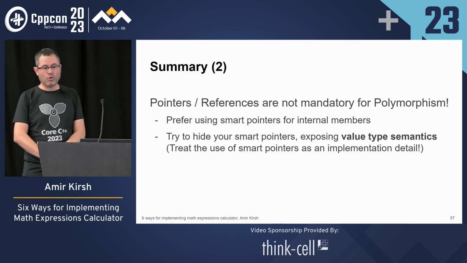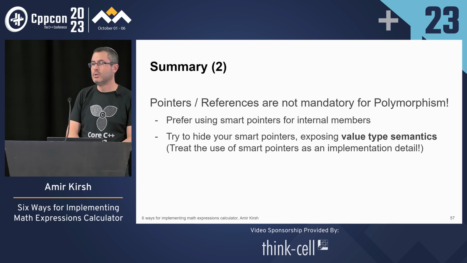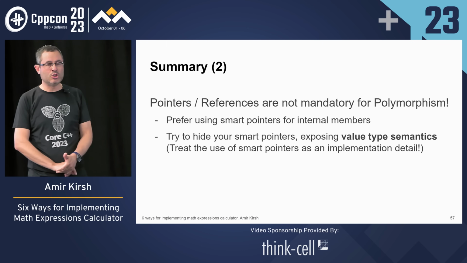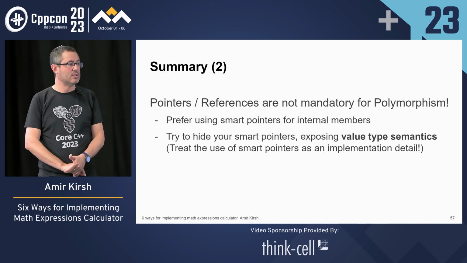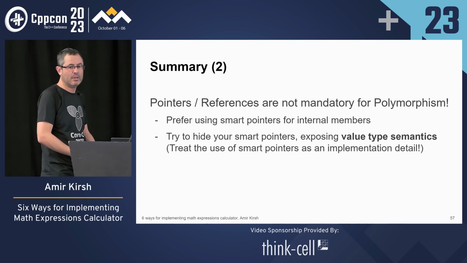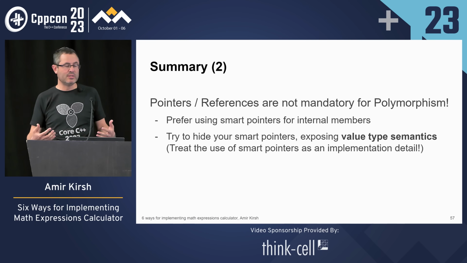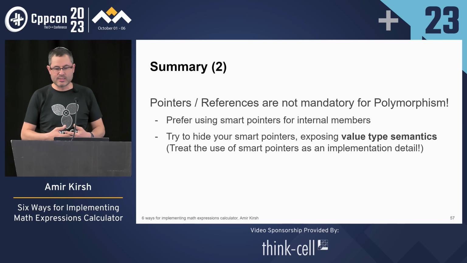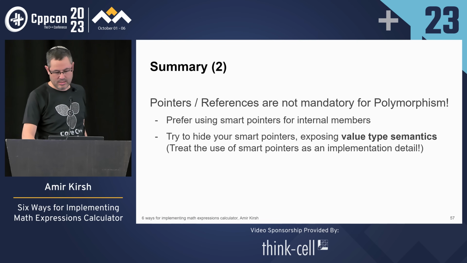Pointers, references are not mandatory for polymorphism. The entire code was using value types. And I would say quite efficiently, because those value types were actually holding internally smart pointers. So I don't pay for anything, I just hide the fact that there is polymorphism and that I need pointers. Prefer using smart pointers for internal members and do not expose them because you may want to change things later. It's a private implementation detail. Try to hide your smart pointers exposing value type semantics.